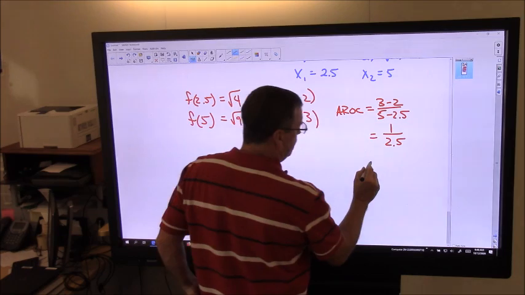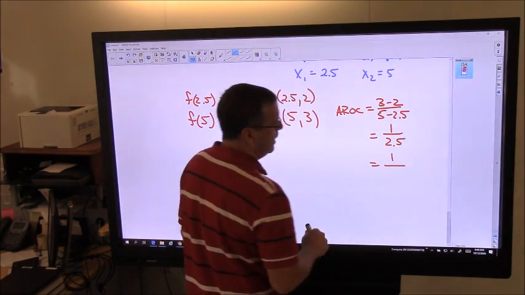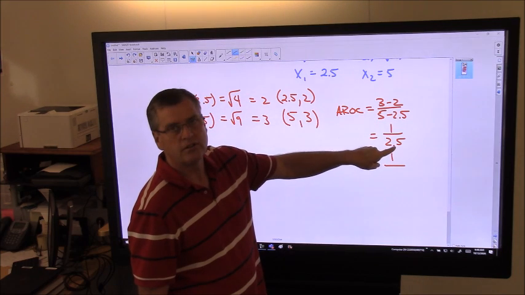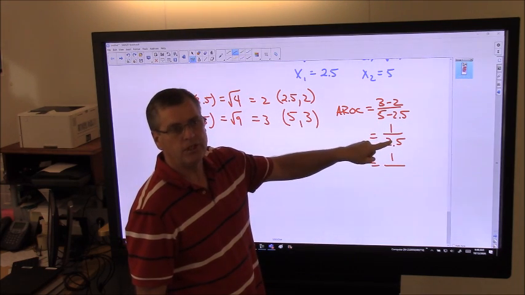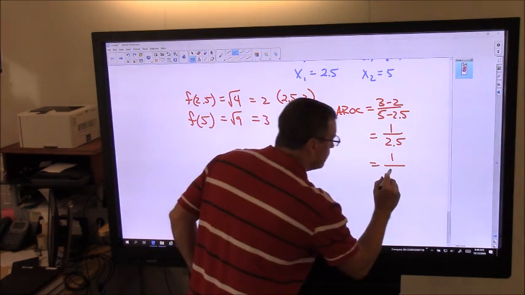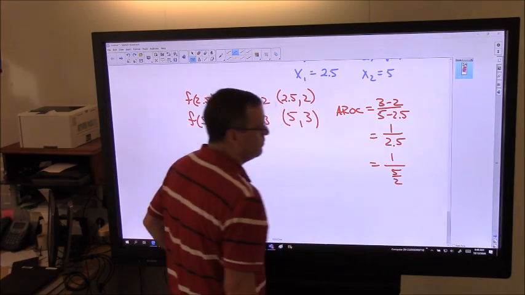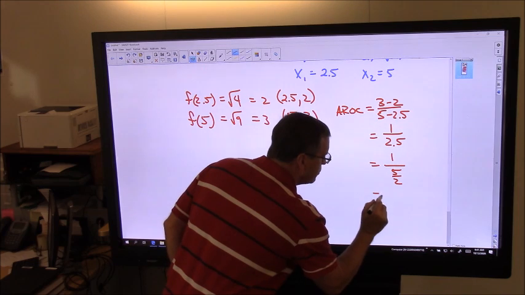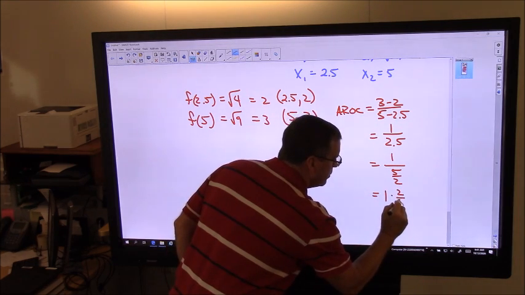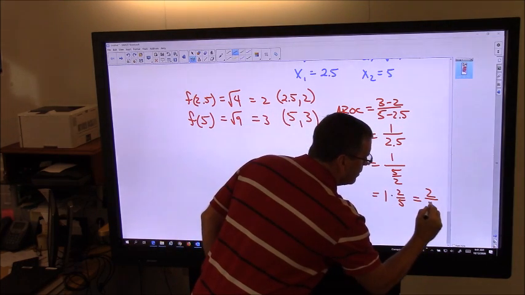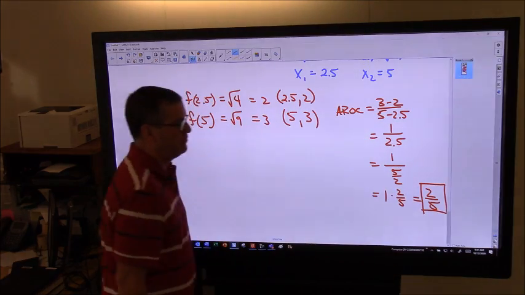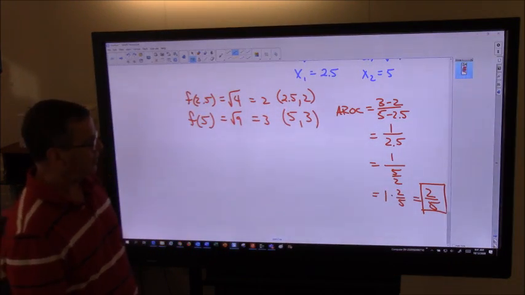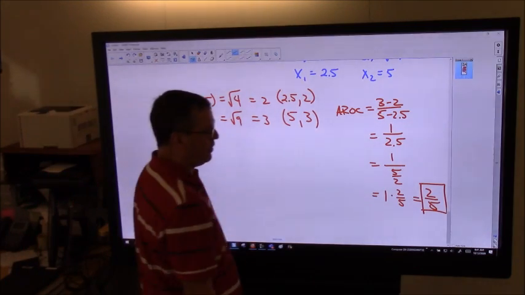So I'm thinking of this as 1 divided by, if I want to change this to a fraction, it's 2.5. And 2 1/2 would be 5/2. And now to divide by a fraction, I would flip it over and multiply. So that would equal 1 times 2/5, which would just be 2/5. Now if I divided this, I would get 0.4 for an answer. Okay? But I didn't have to touch a calculator.